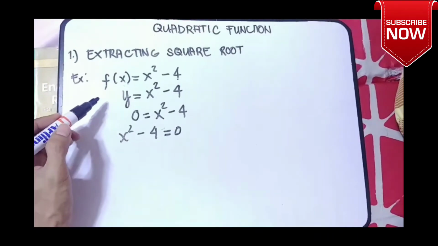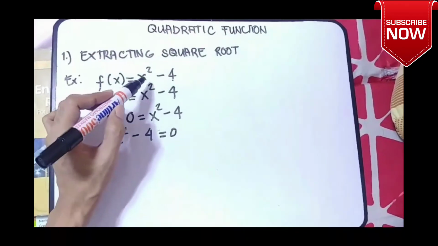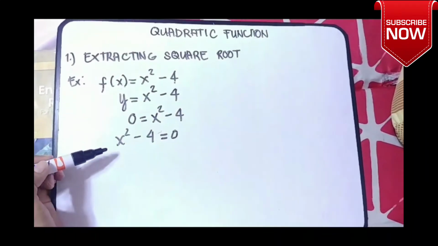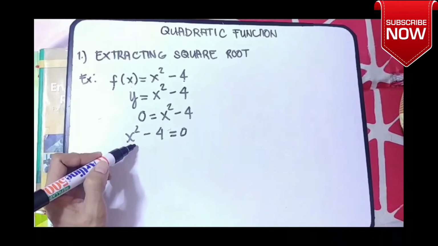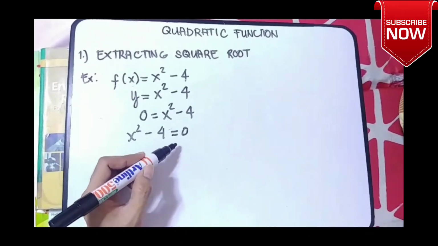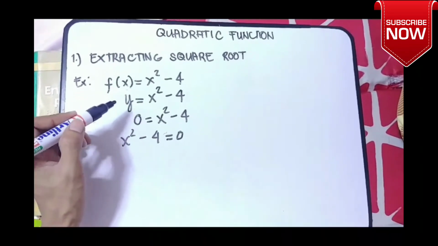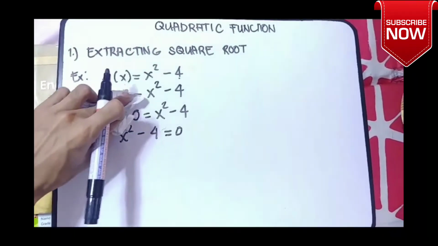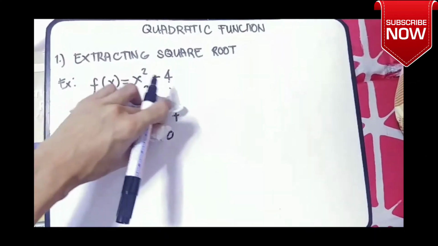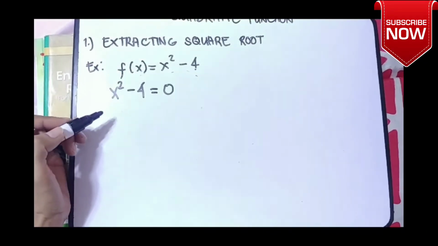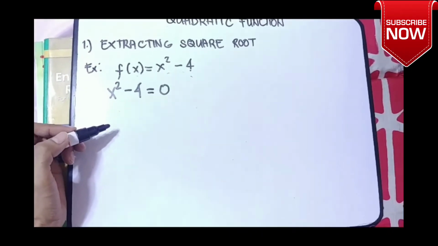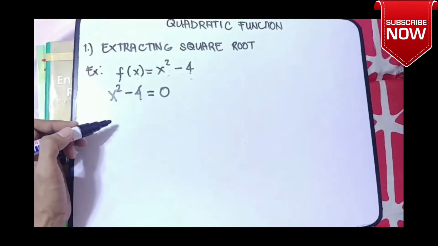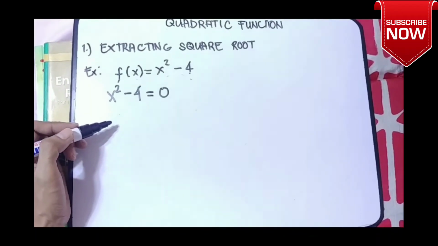And since we have agreed ng f of x equals x squared minus 4 can also be written as x squared minus 4 equals 0, pwede na nating i-erase yung in-between para diretso na yung solution natin. Okay, so erase lang natin. Alright, so tapos na natin i-write. The equation now becomes x squared minus 4 equals 0.